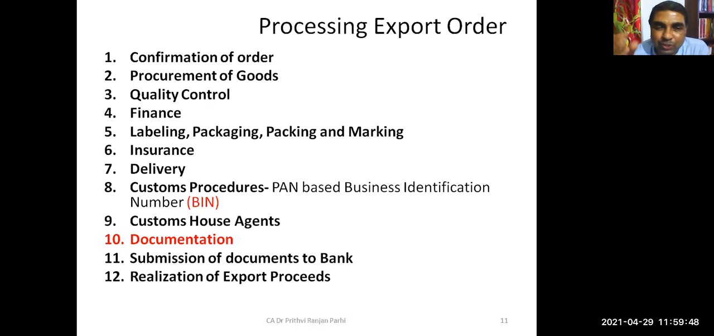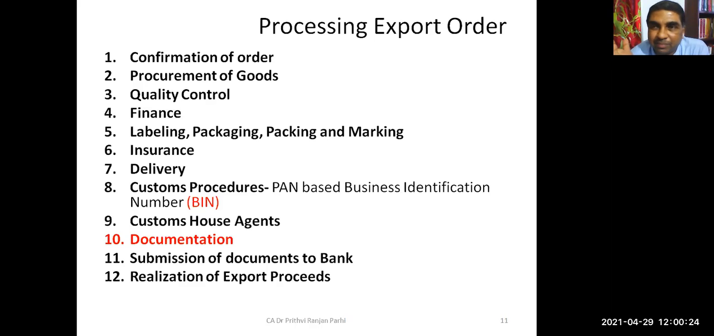And customs procedure involves the exporter collecting a number called the BIN. BIN stands for business identification number. That is also required. One can avail the services of a customs house agent for this. Required documentation has to be made, and certain documents need to be submitted to the bank if bank finance is availed. Then finally, export proceeds need to be realized. So this is the detailed processing of an export order.